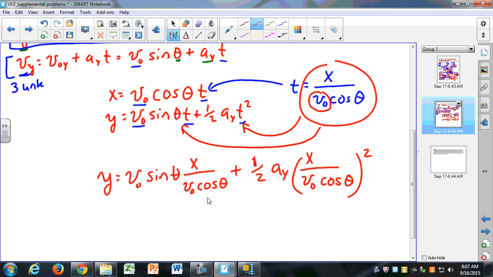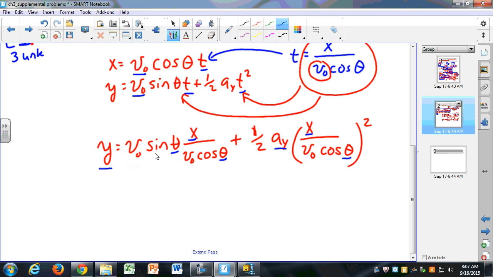Again, reminding myself that I know y, I know theta, I know x, I know a_y, I know x, I know theta. I know all those things except for v naught. So this should be a pretty easy thing to solve. I have y equals v naught sine theta over cosine theta, which is the same as tangent of theta. Or if at this point you want to put in numbers, I'm okay with that.